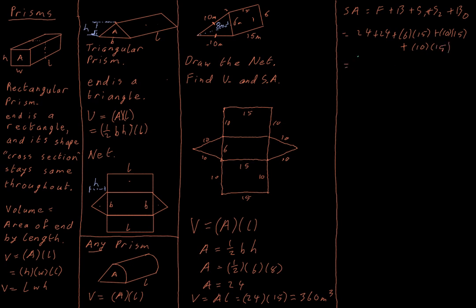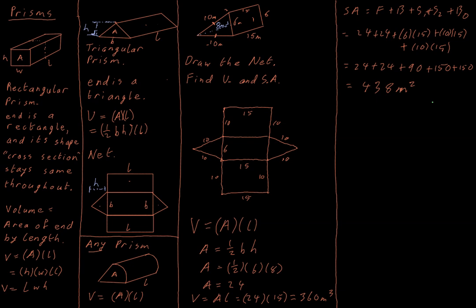So when we work all of them out, we have 24 plus 24 plus 6 by 15 is 90, plus 150 plus 150. We add all of that up, and we get 438, and this is a surface area, so we're dealing with an area, so that's going to be meters squared. And that is what we need for our prisms.